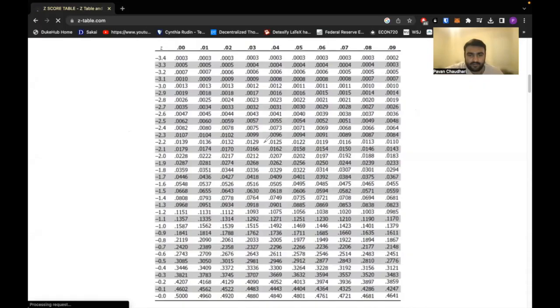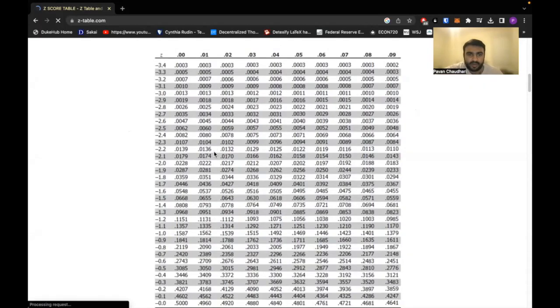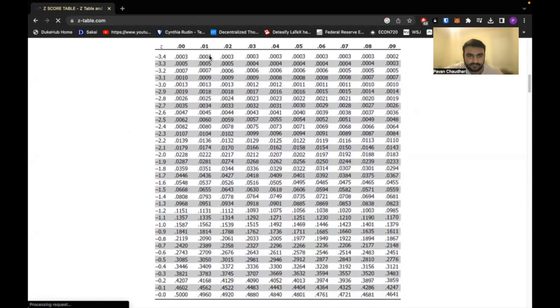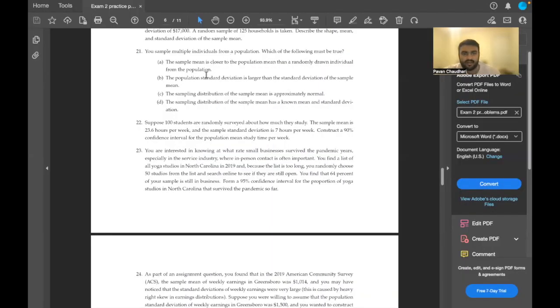Okay. So we're looking for 5% in the middle of the table. So this is 0.03, 0.04. 5% is right here somewhere. Negative 1.64, negative 1.65. Okay, so that's the value we're going to use as our important Z star. I'm just going to go with 1.64, but you could go 1.65, it doesn't matter, right?